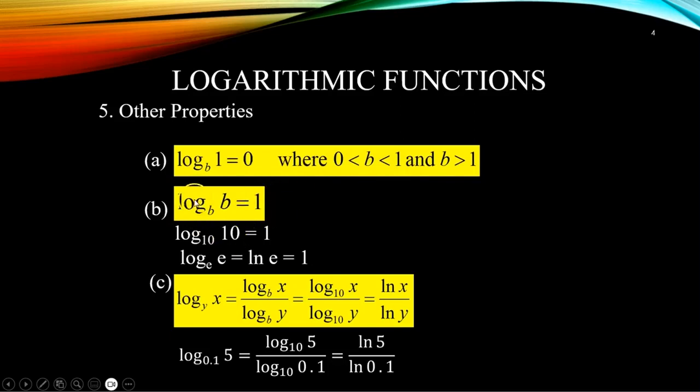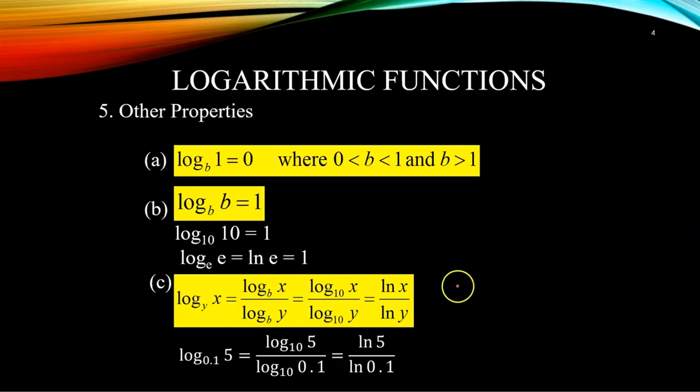If, for example, the argument and the base are the same, basically this is an identity that's equal to 1. So, for example, logarithm of 10 base 10 is equal to 1. Also take note that the logarithm base e, where e is the natural number, is actually the ln, natural log. Therefore, natural log of e is also equal to 1.